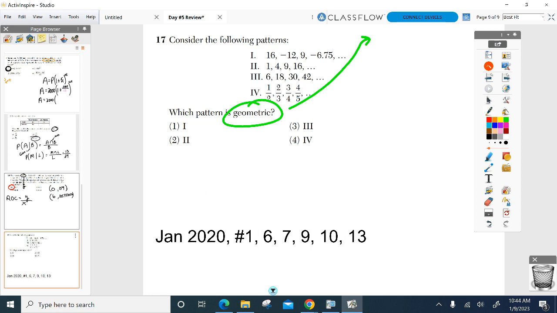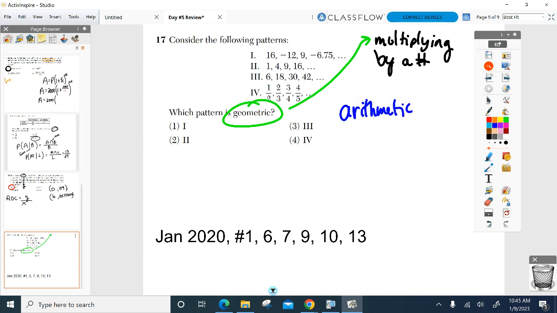Anybody want to take it? All right, Dylan? Is it when it's multiplied? You're multiplying by a number, yep. While we're here, what's the other type of sequence called? You got geometric, and we also talked about arithmetic. Yep, arithmetic. That is when you add a number. So arithmetic is adding a number, geometric is multiplying. And you have to multiply by the same number all throughout.